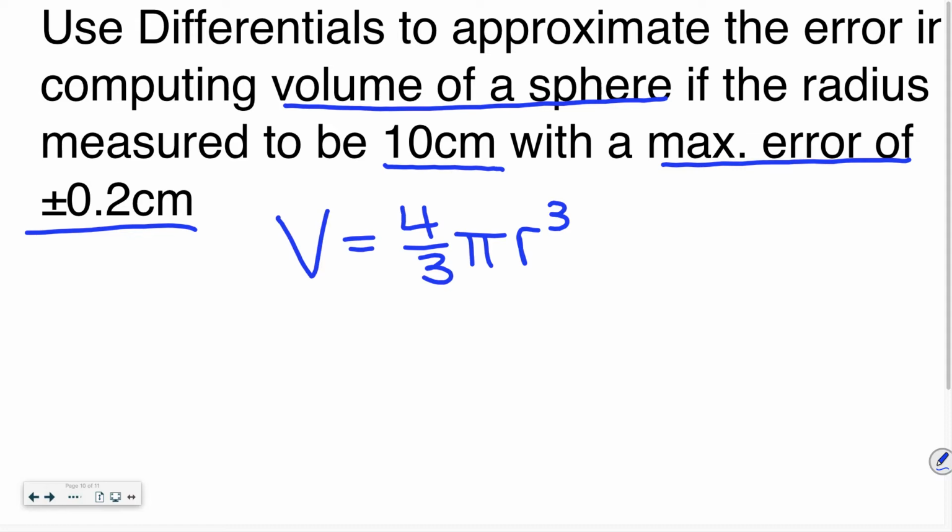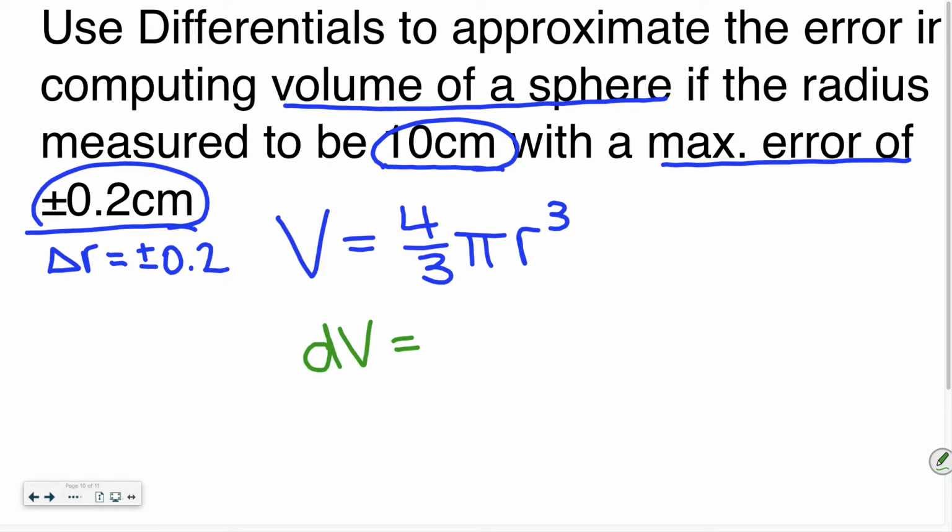Okay, so essentially, what did they give us? They gave us the radius is 10. What is this? That's the delta. We like to think of it as x, but r is kind of acting like our x right now. Would you agree? So I'm going to call this delta r. V is kind of acting like our y. Do you agree? So instead of dy, I'm going to write dv. What do we write right here?